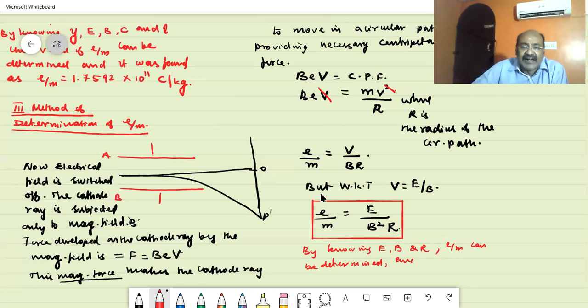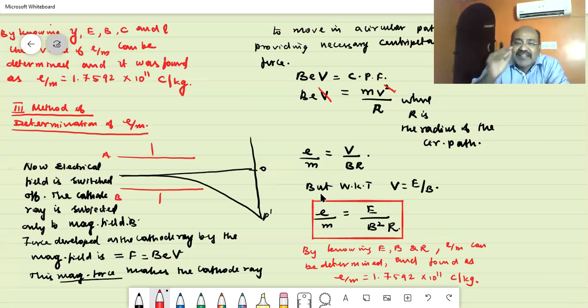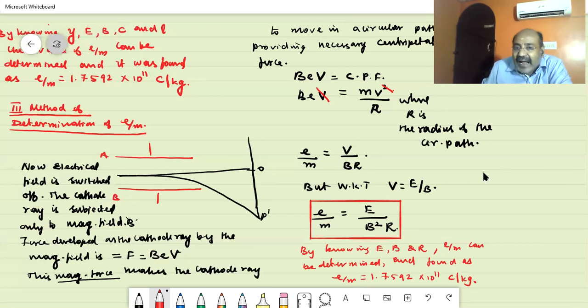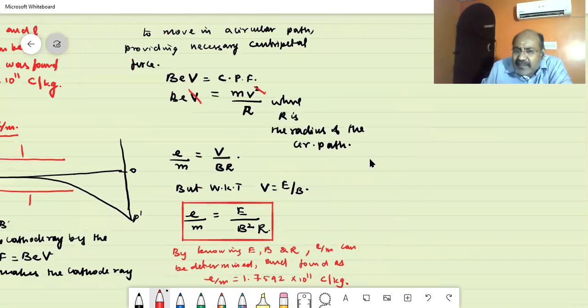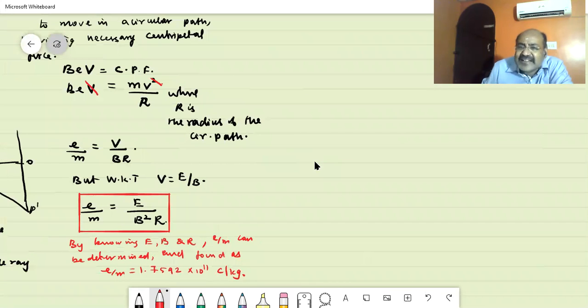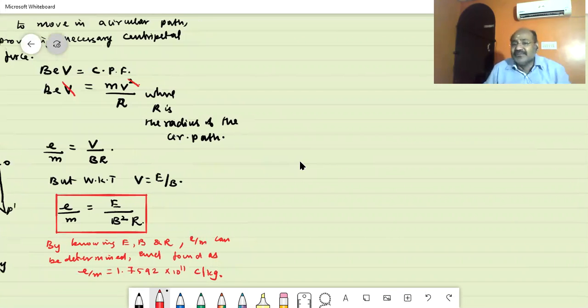It was found as how much? e by m equal to 1.7592 into 10 to the power of 11 coulomb per kilogram. So by three methods we have calculated the value of e by m, and in all the three methods, the value of e by m is found to be the same.